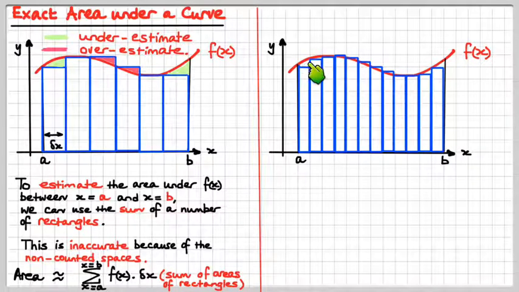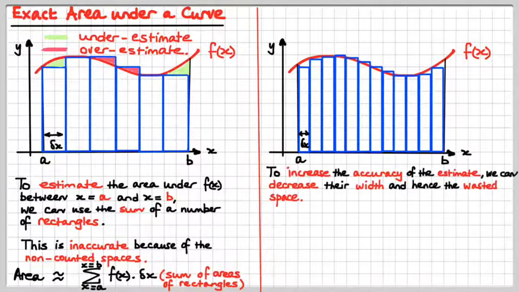You get a more accurate result because there's less loose ends and overestimates and underestimates up here, but you have to work out more areas basically to get that better result. Okay? Yeah, and the delta x there is much less than the delta x over here, okay? The width. So to increase the accuracy of the estimate, we can decrease their width and hence decrease the wasted space or the overestimated bits here as well, and get a generally more accurate result.